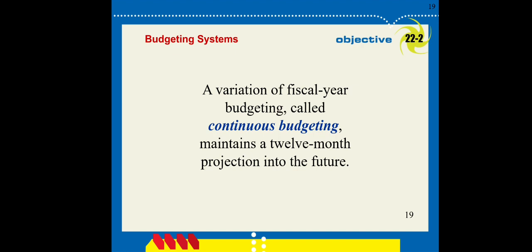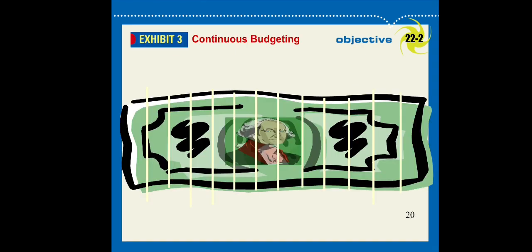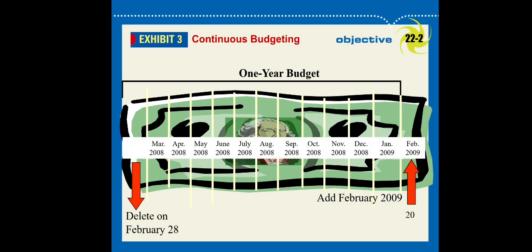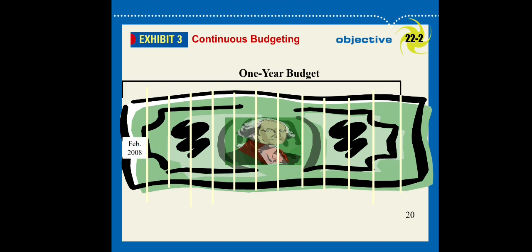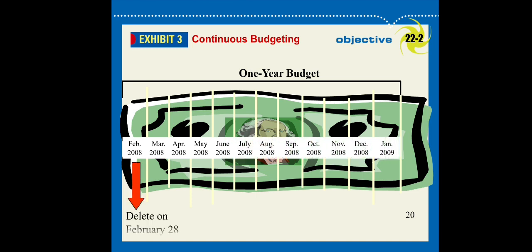A variation of fiscal year budgeting called continuous budgeting maintains a 12-month projection into the future. Okay, this kind of system is called continuous budgeting. And if a business uses this system, the business at all times has a 1-year budget. So if a business uses a continuous budgeting system, then the business at all times will have a 1-year budget.